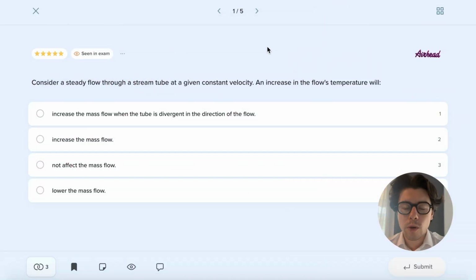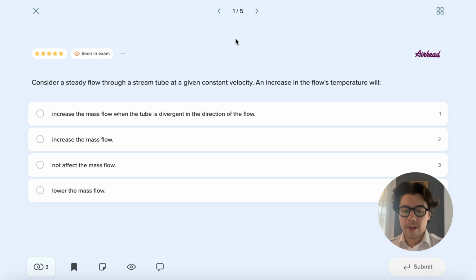Hi everyone, today we'll go through 5 questions from the Principles of Flight subject from the Airhead database together. We'll explain the answers and the surrounding topics regarding the question and additional answers. So without any further ado, let's jump into the first question.